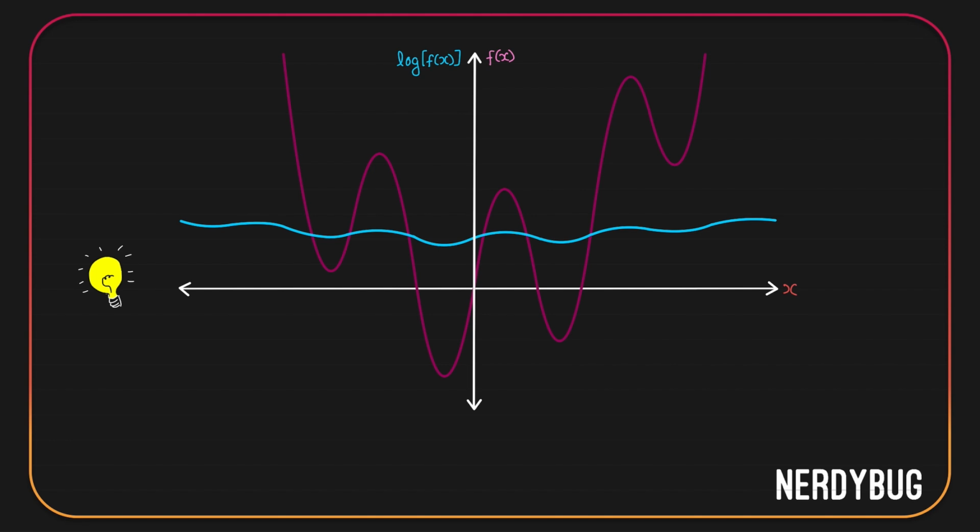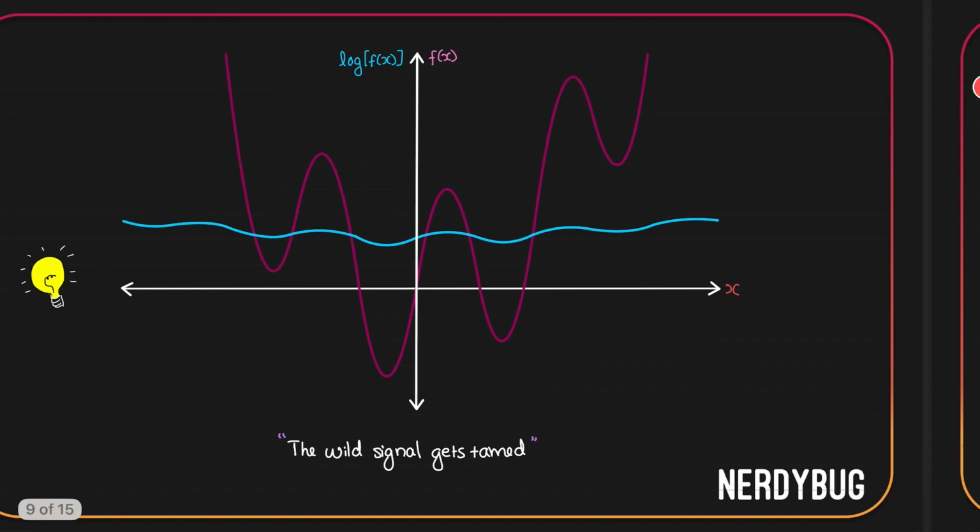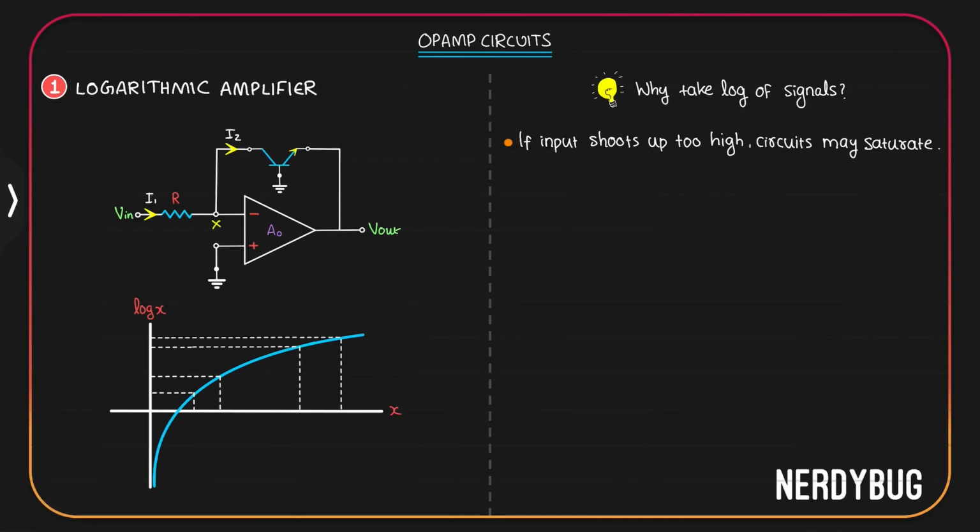This helps you see the full picture. Taking log of a wild signal is like taming it. Once the signals are calm, you can compare, measure, or analyze them without any chaos. This is one use of taking log of a signal. Another one is, if the input shoots up too high, the circuits may saturate. But if you tame the signals by taking log of them, we can still work with them.